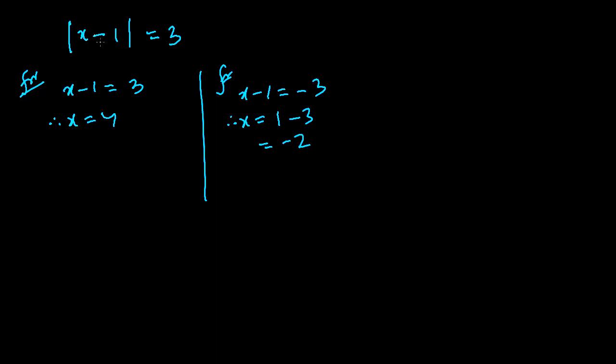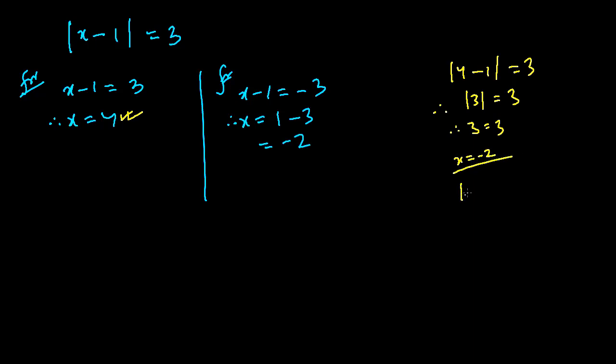If we put x equals 4 in the absolute value, it becomes 4 minus 1, and the absolute value of 4 minus 1 is the absolute value of 3, and the absolute value of 3 is 3. So this is true, so this is one of the solutions. If we put x equals minus 2, it becomes minus 2 minus 1, which is minus 3, and the absolute value of minus 3 is 3, so 3 equals 3.